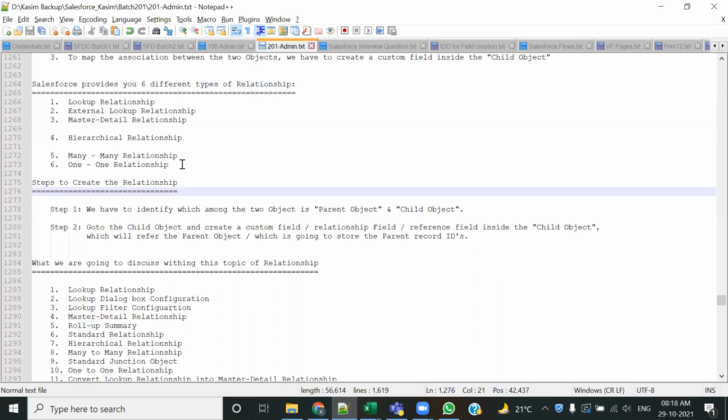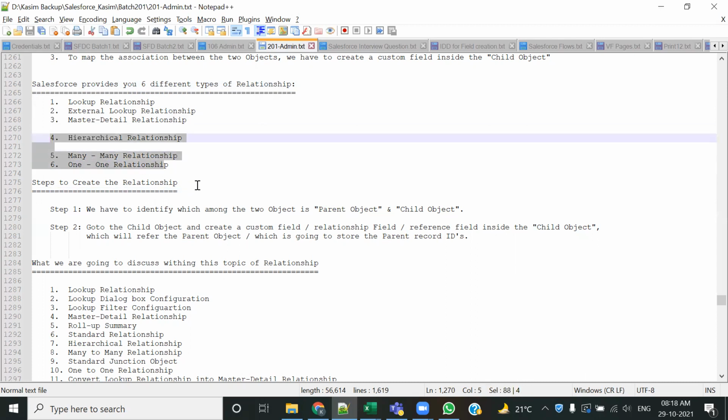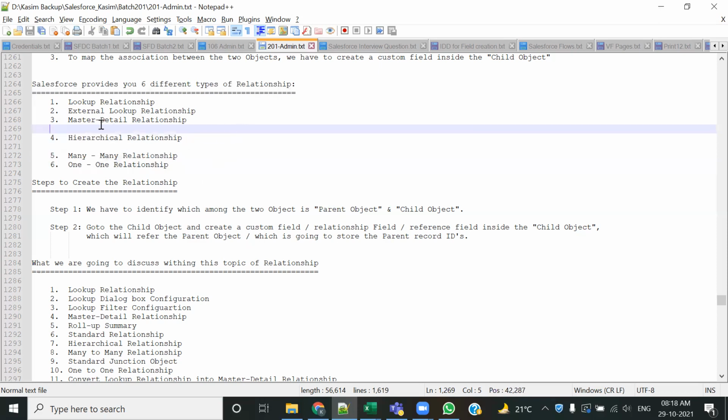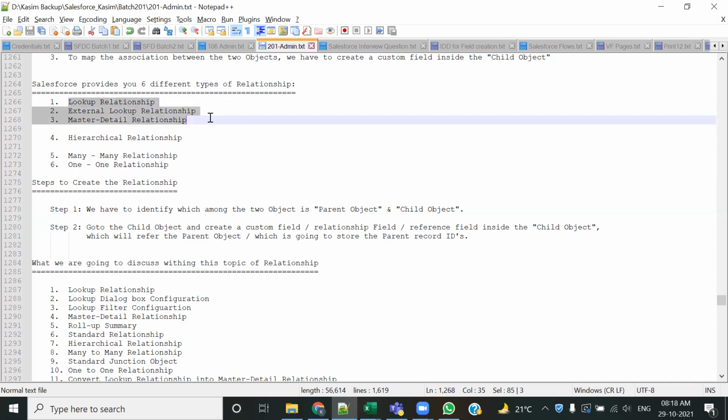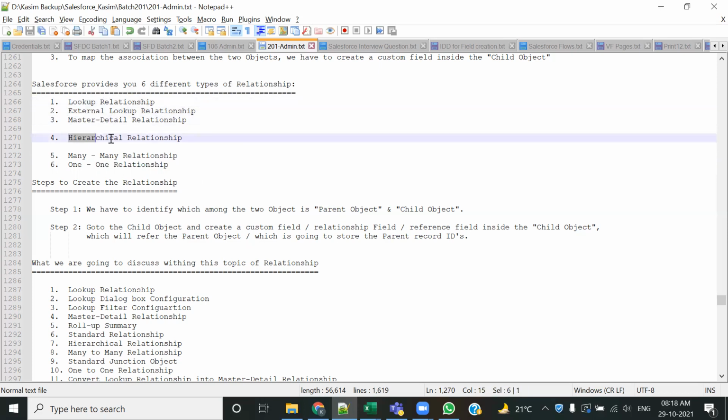In Salesforce, there are 6 different types of relationships, but usually people don't know about the last 3. Most of them haven't heard of them. Even in training, people are not taught about these. Usually they stop at lookup, external lookup, and master detail. That is why I'm telling you, most people only know that there are 3 different relationships. Only a few people know about the hierarchy.